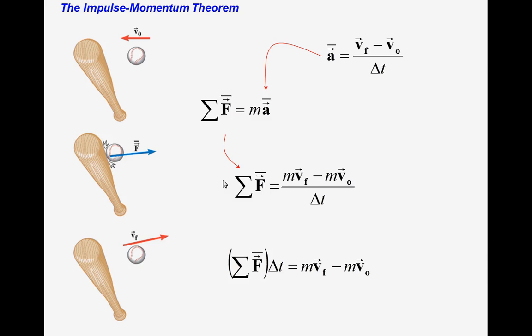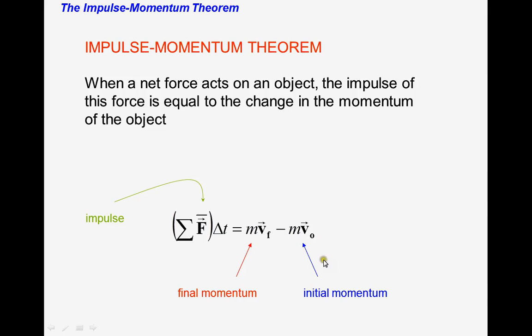So let's put them together. Acceleration is the change in velocity over time. Force is going to be mass times the change in velocity over time. I'll multiply both sides by delta t. Force delta t equals mv final minus mv initial. Impulse equals the change in momentum. So this is the impulse momentum theorem.